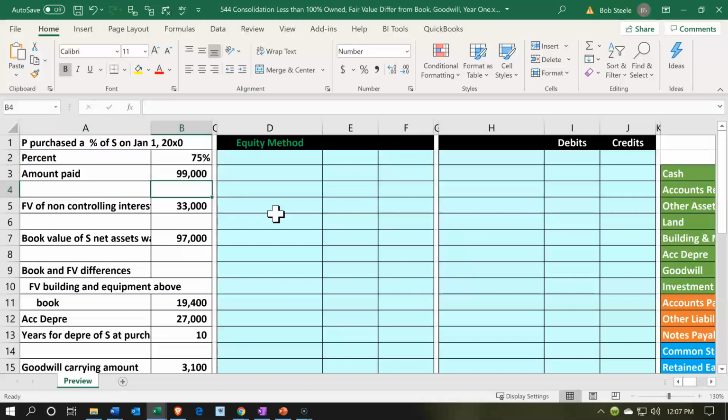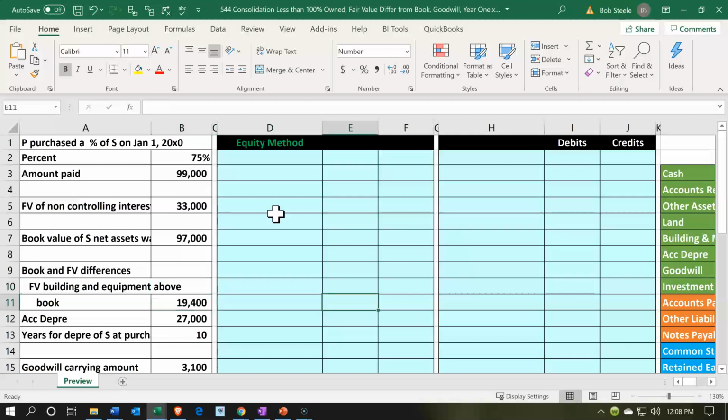Fair value of non-controlling interest is $33,000. Book value of S, net assets, was $97,000. So the book value of the net assets, $97,000. Book value and fair value differences. In other words, the book value was different from the fair value for the building and equipment, which was over the book value by $19,400.